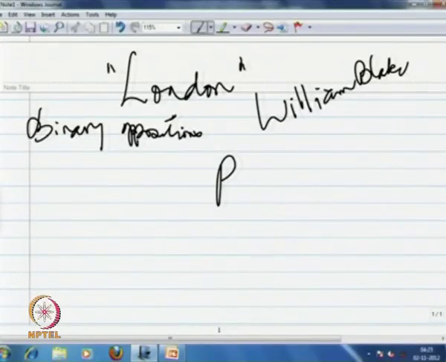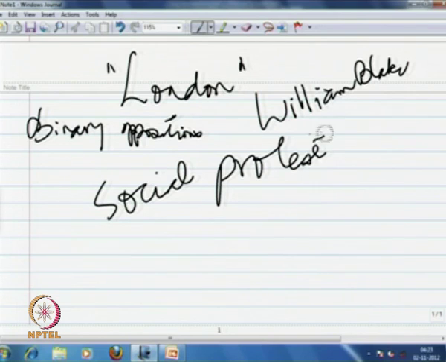Okay? Please read this poem over and over several times. And one of the first things that we may say about this poem is an obvious one, which is that this poem is a poem of social protest. Okay?